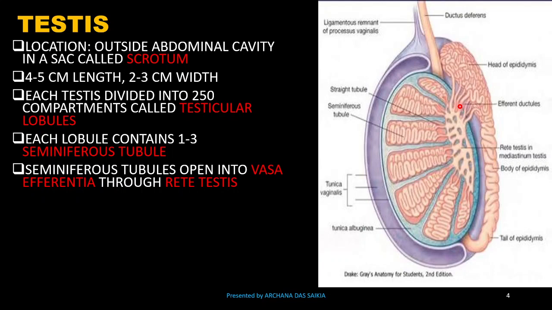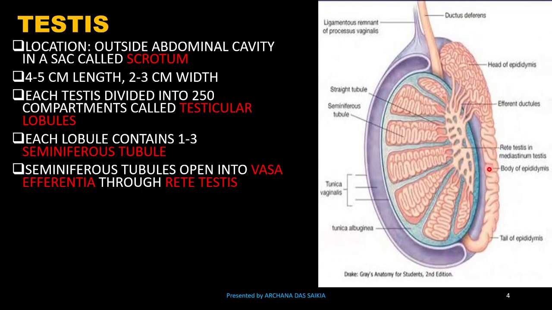That is called the vasa efferentia. So that will lead into the vasa efferentia. The vasa efferentia will also move ahead, and then they will lead into the epididymis. Now further they collapse. A few of the vasa efferentia will collapse together and join together to form a common tube.